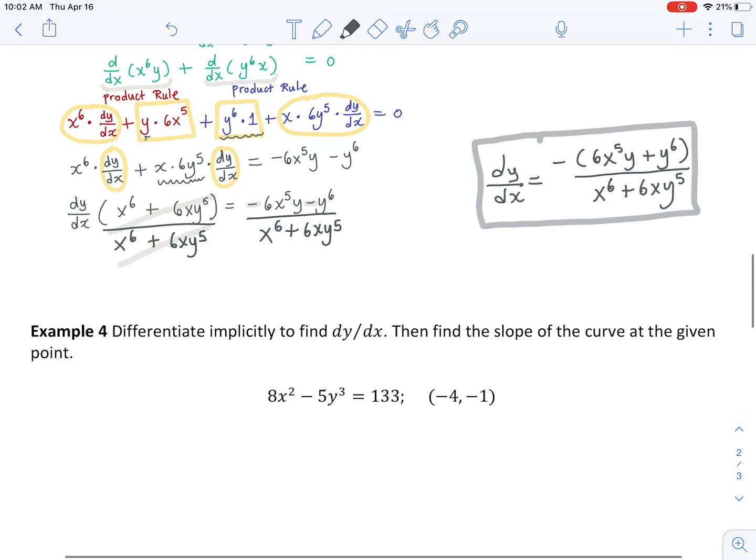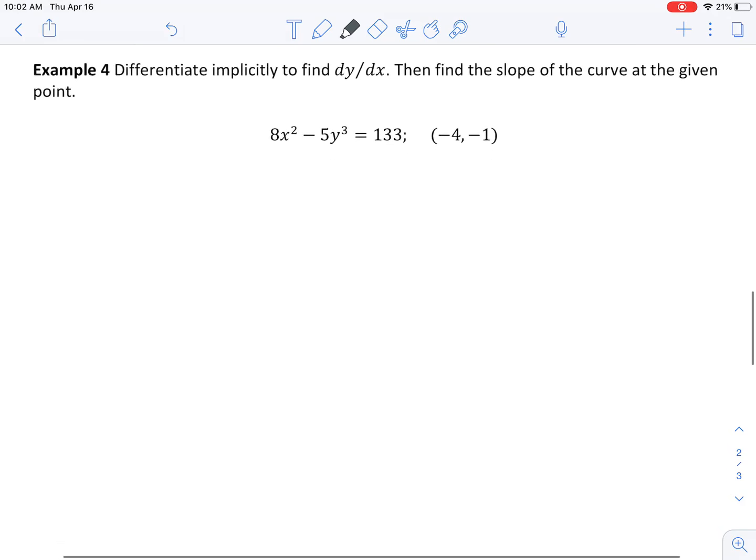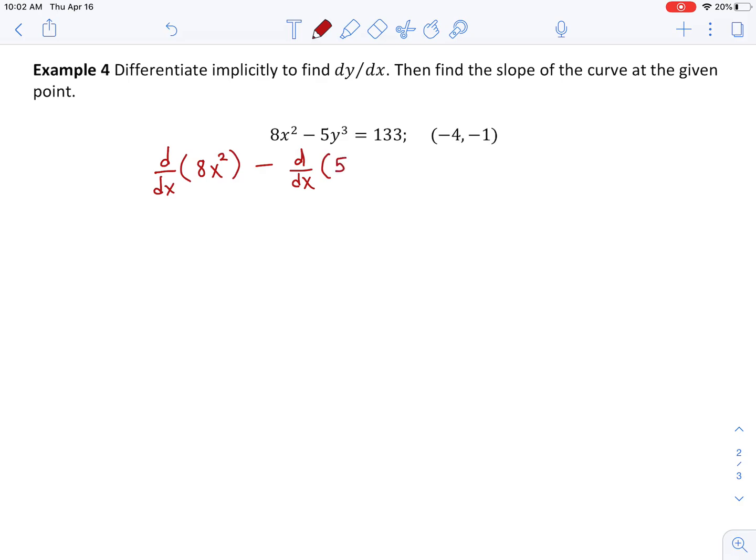Now, starting on example 4, I'm going to go ahead and use that dy dx to find the slope of the curve at the given point. Okay? All right. Differentiate implicitly to find dy dx. We know how to do that now. Let's do that first. So if I take d dx of both sides, how about I'll just separate these right now instead of using up another line. I'm going to separate these difference and just take the derivative of each of them and subtract.